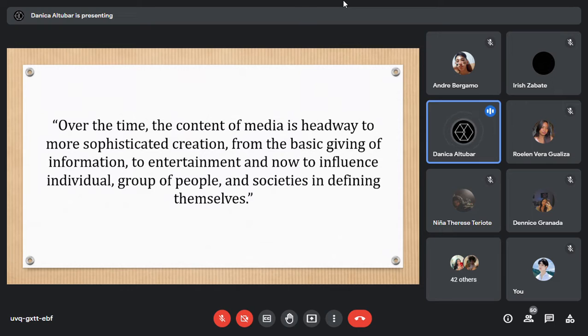So over time, the content of media has headed toward more sophisticated creation, from the basic giving of information, which is the print media, to entertainment, which is the broadcast media, and now to influencing individuals, groups of people and societies in defining themselves, which falls under new media, or the online media.